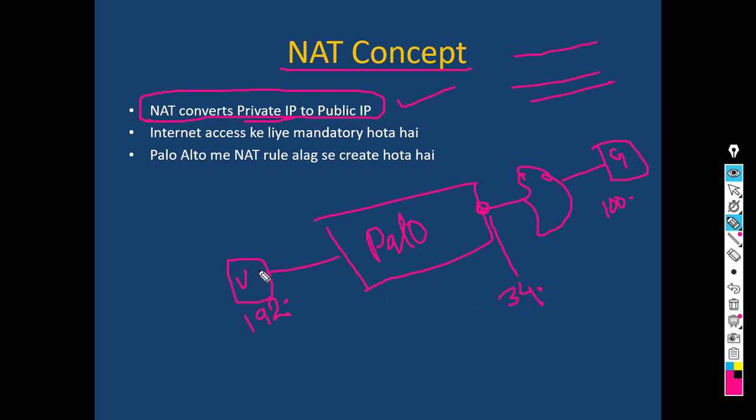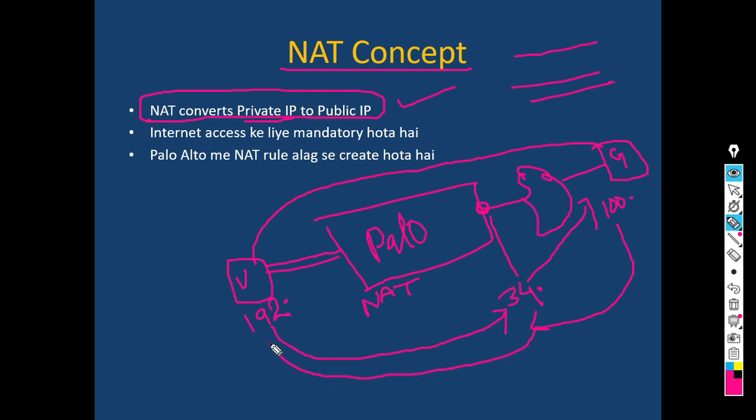Whenever the user tries to access this Google server, the request goes to Palo Alto. Palo Alto checks the NAT policy here. On the basis of the NAT policy, it translates this private IP 192 into this 34 series IP, which is a public IP, and it maintains a table on the Palo Alto device, and then sends the request to the Google server. When the Google server responds back, it will check the table there as well, and accordingly it will allow the traffic to the user. So this is the way to access any public server or internet-facing website using NAT.